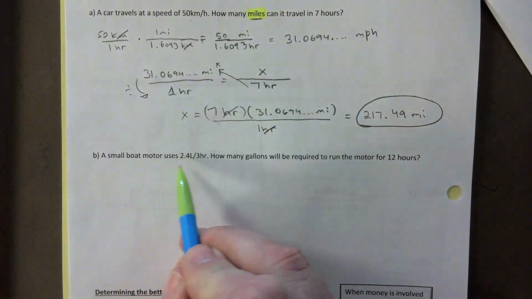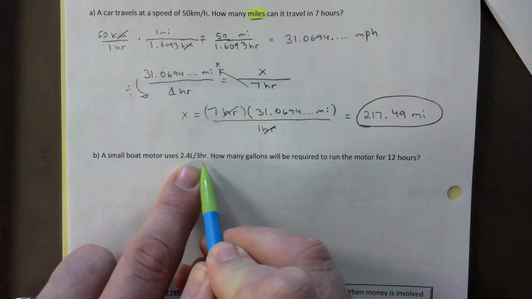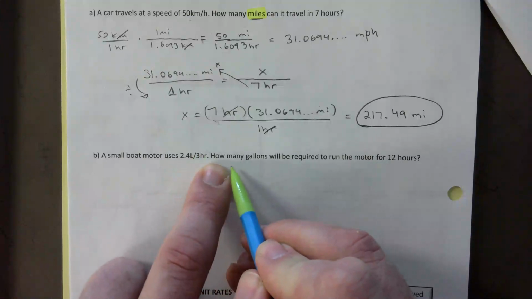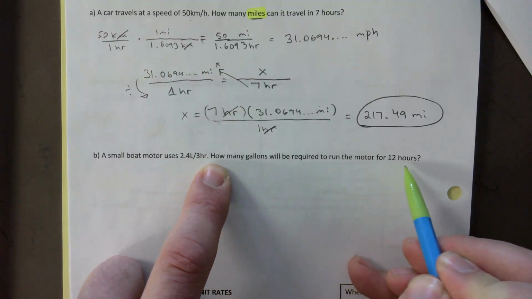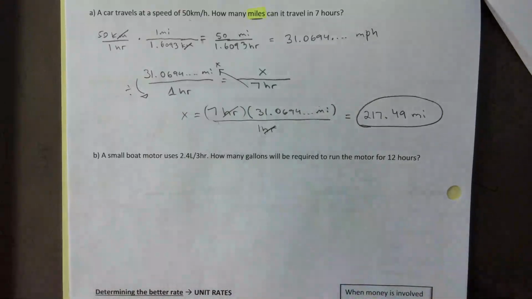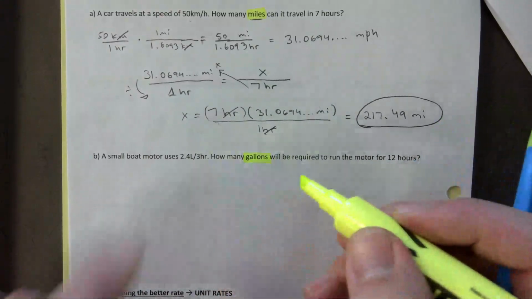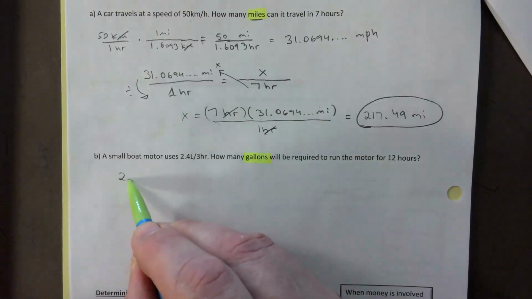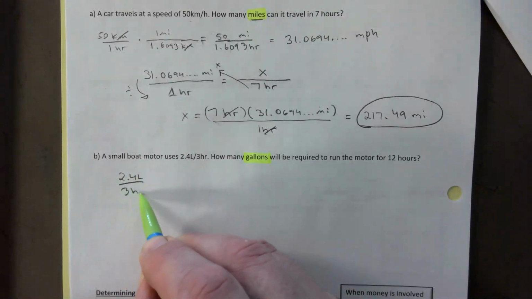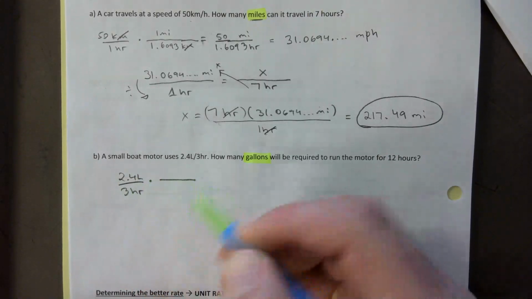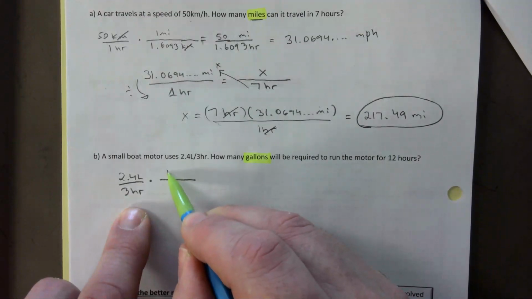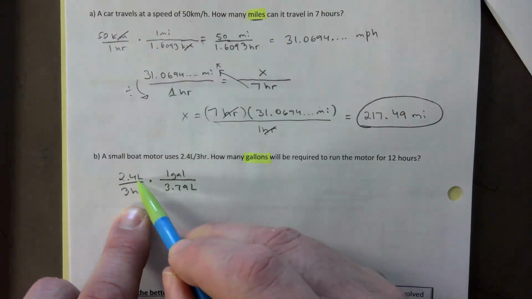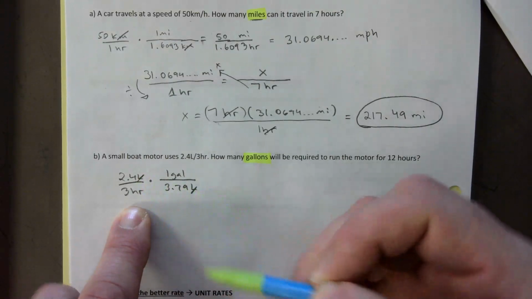Okay, so a small boat uses 2.4 liters for every 3 hours. It's kind of weird, right? How many gallons will be required to run the motor for 12 hours? There's that gallons, right? So you need to somehow get your liters to gallons. So I will do that. So 2.4 liters in 3 hours. And I know that 1 gallon has 3.79 liters. That will allow me to cancel out the liters here.